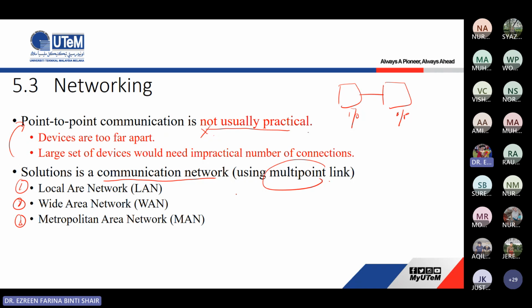So I'm sure that all of you have already heard about the LAN, WAN, and also MAN. WAN and MAN maybe you haven't heard, but I'm sure that all of you have heard of LAN, local area network. So the local area network, wide area network, and also the metropolitan area network fall under the multi-point connection. Next we will look into what is the local area network, what is the wide area network, and what is the metropolitan area network.